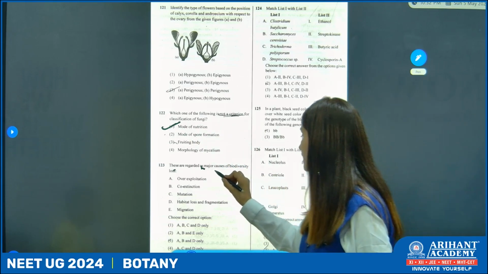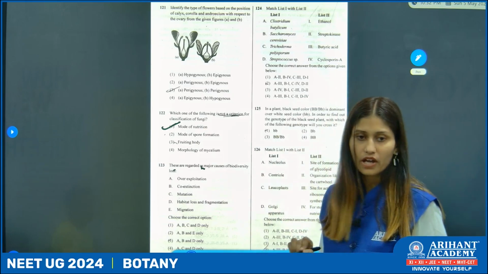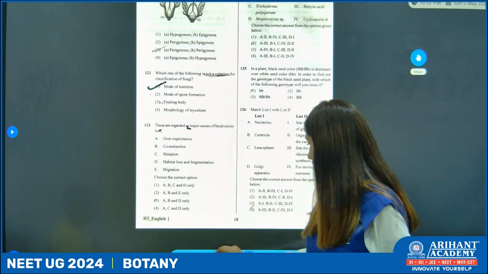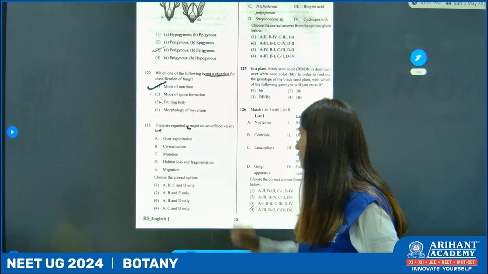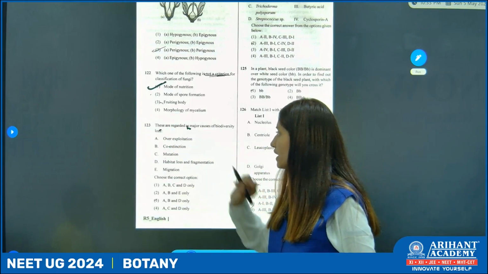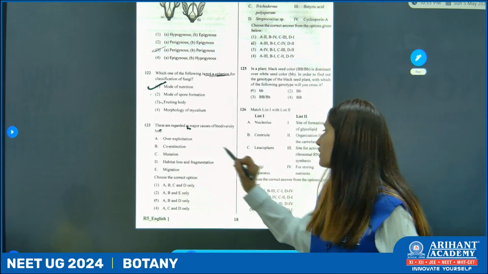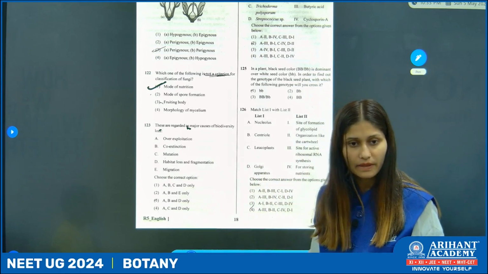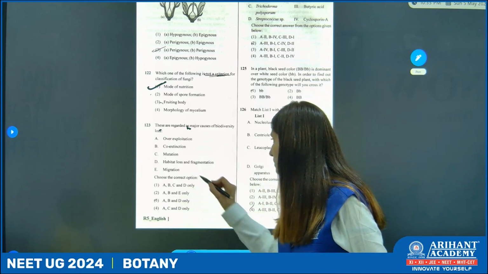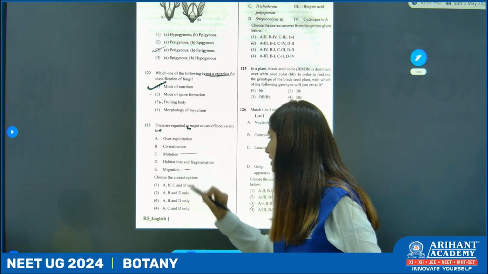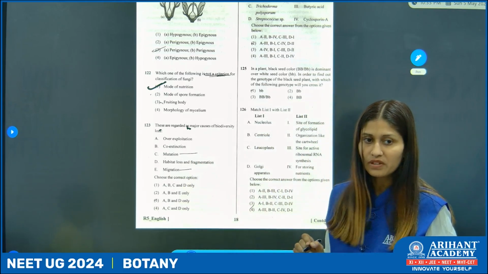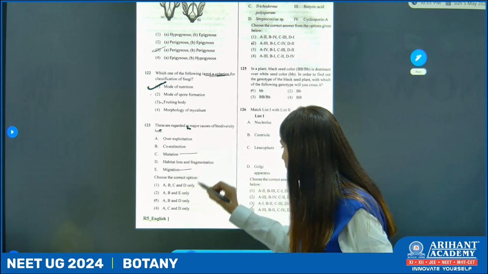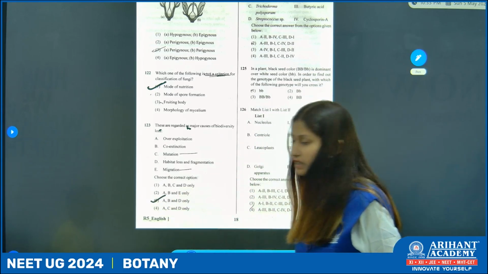These are regarded as major causes of the biodiversity loss. The next question, causes of the biodiversity loss. So you see, overexploitation causes biodiversity loss, co-extinction causes biodiversity loss, habitat loss and fragmentation also causes the same, but mutation and migration, that does not cause the habitat loss. Okay, so the answer would be option number 3.